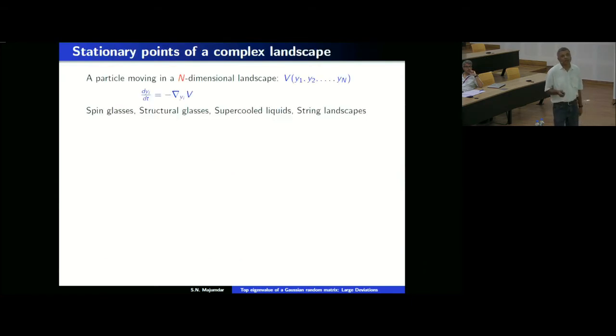So let's take a simple example. Imagine that I have an n-dimensional landscape. It's a potential, with variables y1, y2, y3, up to yn.